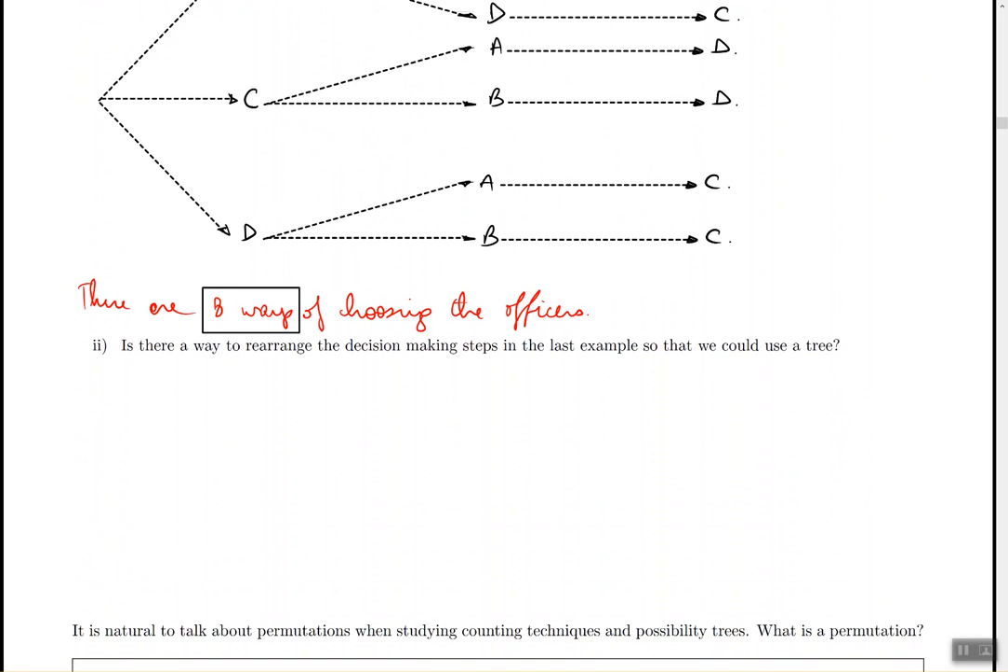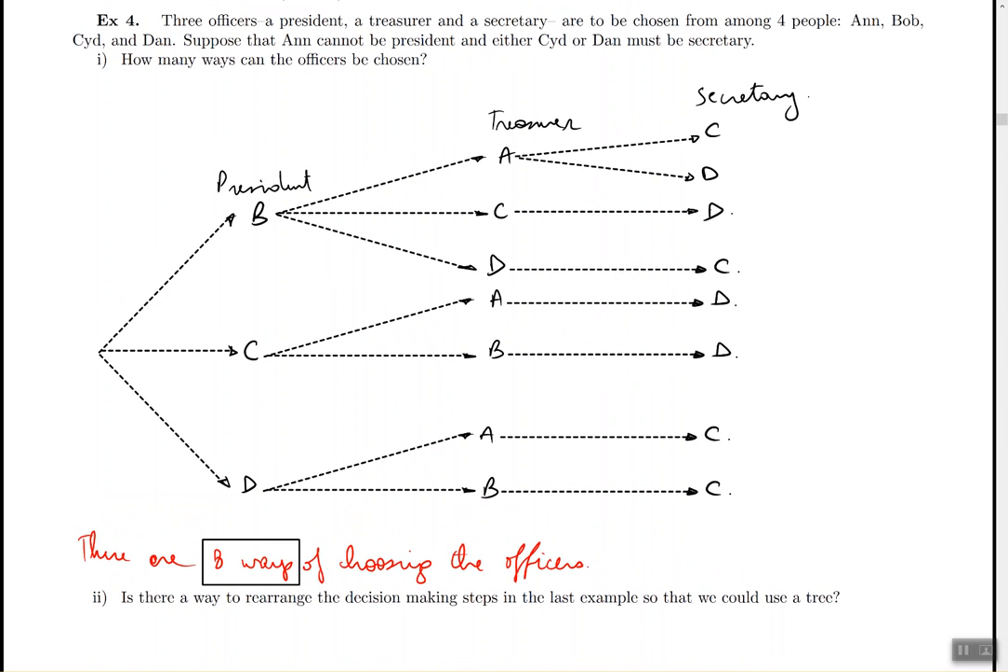So now the question is, is there a way to rearrange the decision-making steps in the last example so that the tree can be used and can be prettier than this? The answer is sometimes it is possible. So for instance, if I take this tree and rearrange who I choose first, so I chose president first, then treasurer, then secretary, if I rearrange that, then sometimes the tree becomes symmetrical. And the idea is to put the position with the most restrictions first. In this problem, secretary is the most restricted one. It has 2 restrictions. So we're going to put it first.